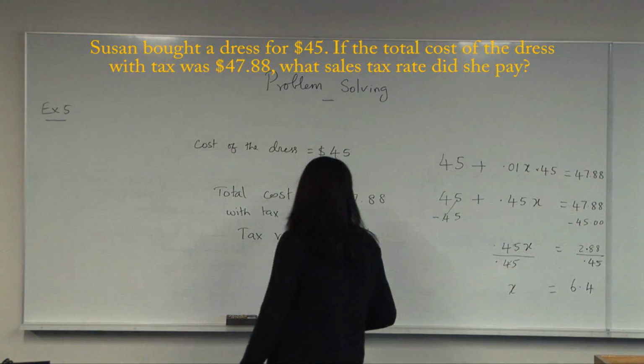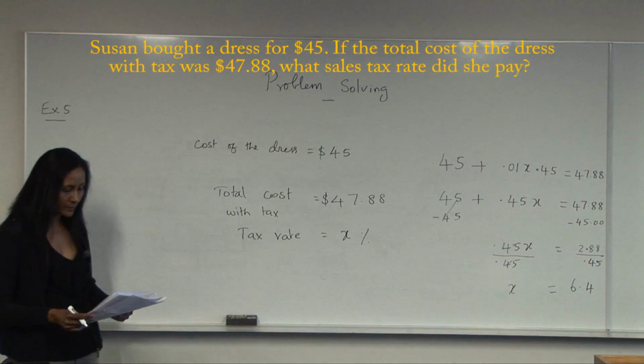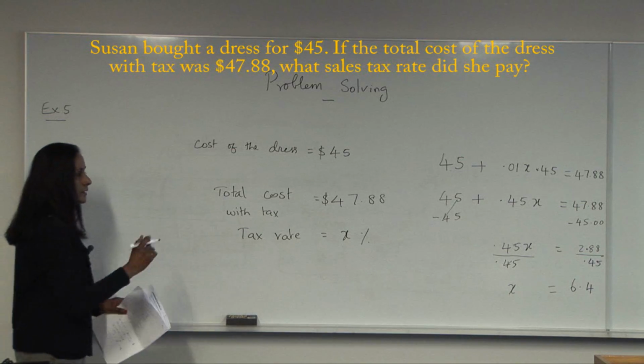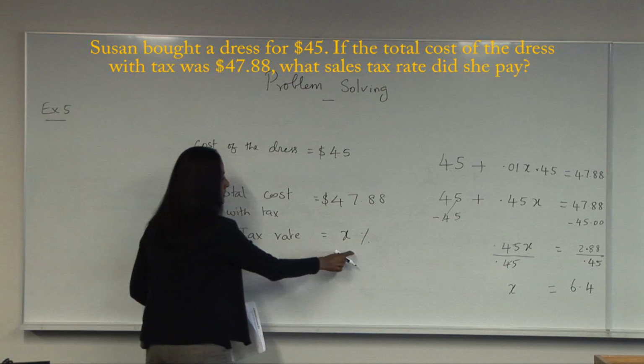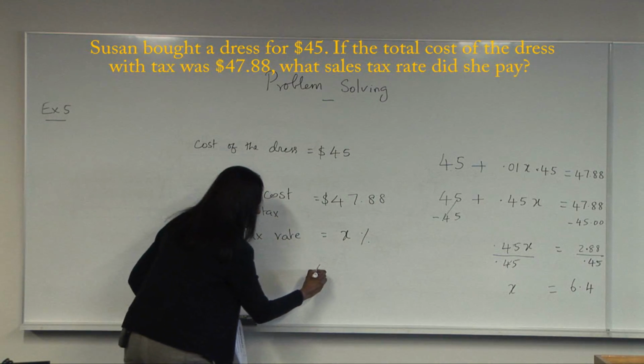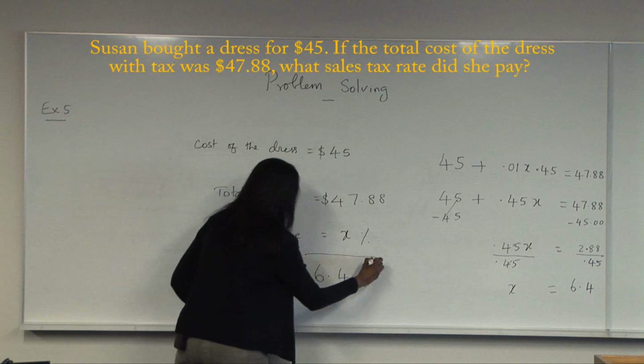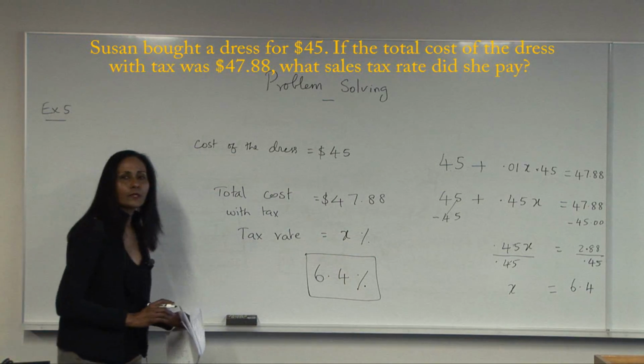Okay, so what was the question? The question was what the tax rate was. The tax rate was X%. So your answer is 6.4%. That's your answer.